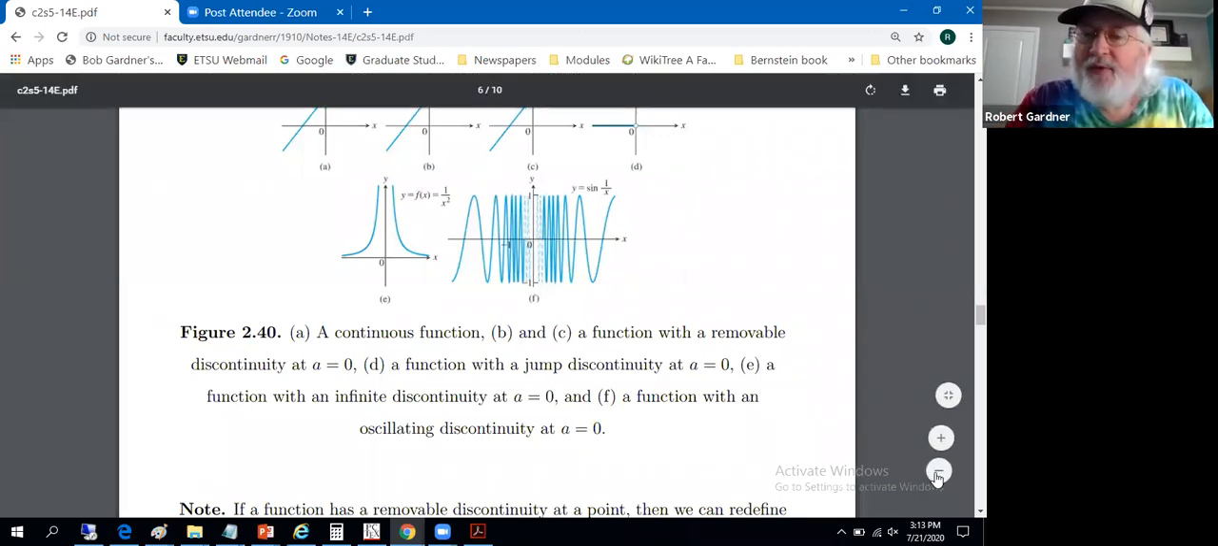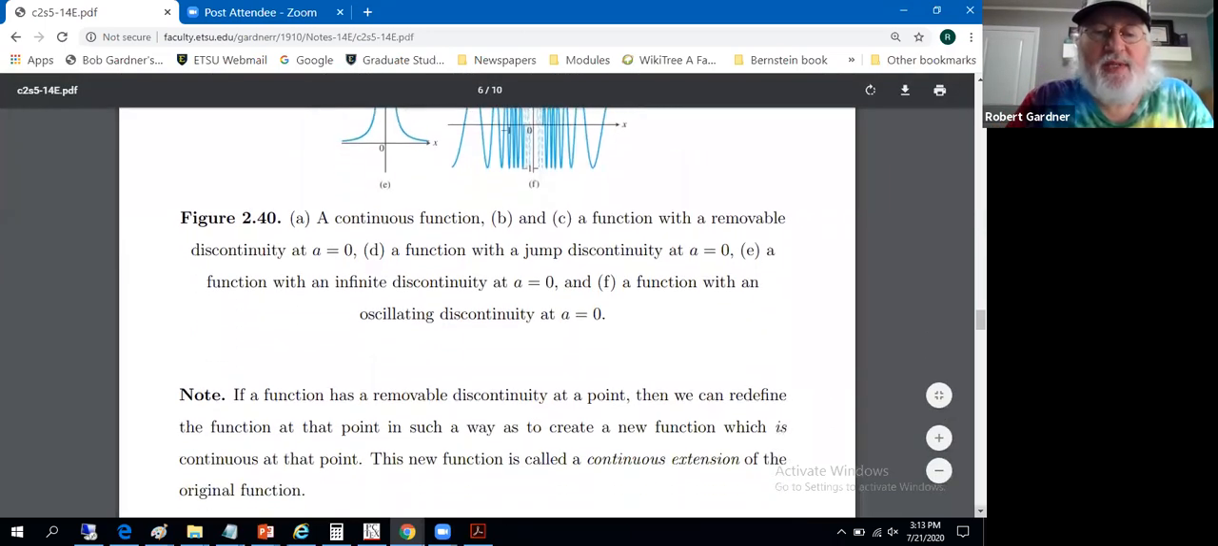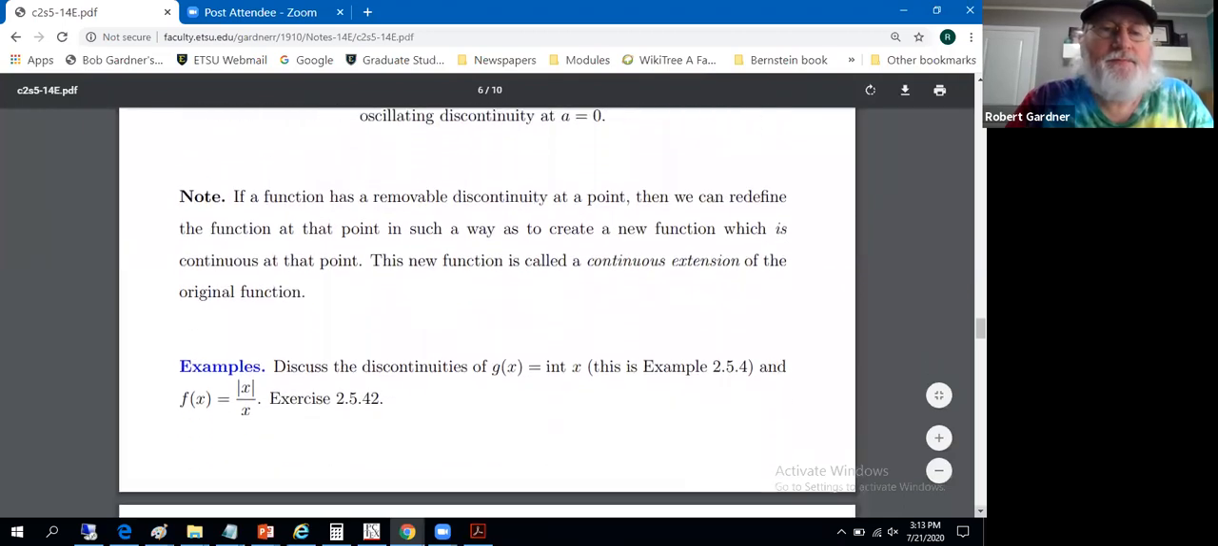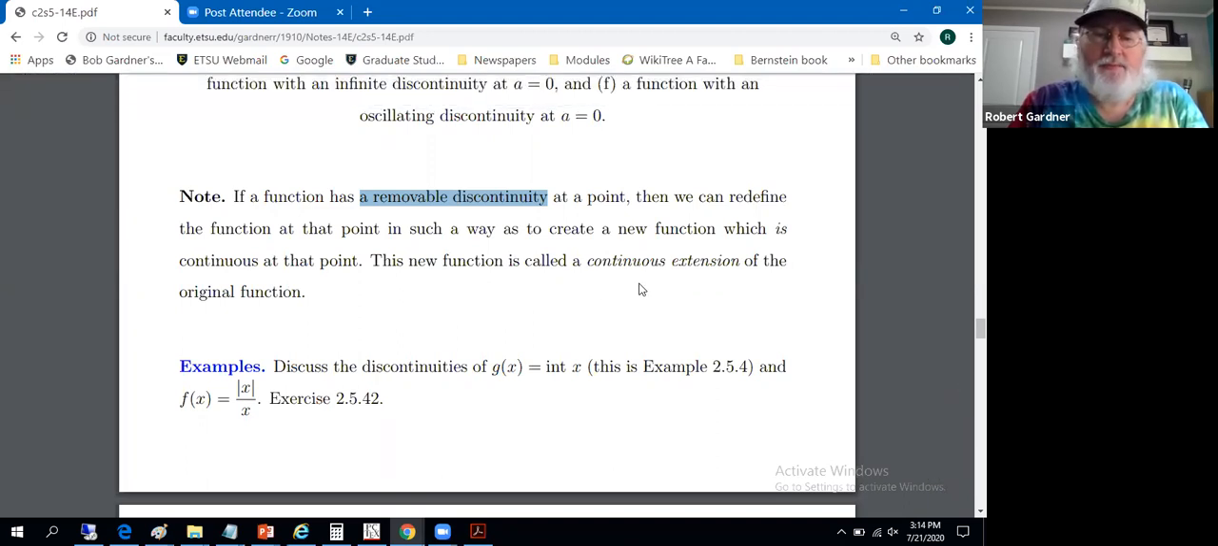Okay, and there's a caption for that image that describes each of those. Let's talk about the removable discontinuity stuff a little more. If a function has a removable discontinuity at a point, then we can redefine the function at that point in such a way as to create a new function which is continuous at that point. This new function is called a continuous extension of the original function.